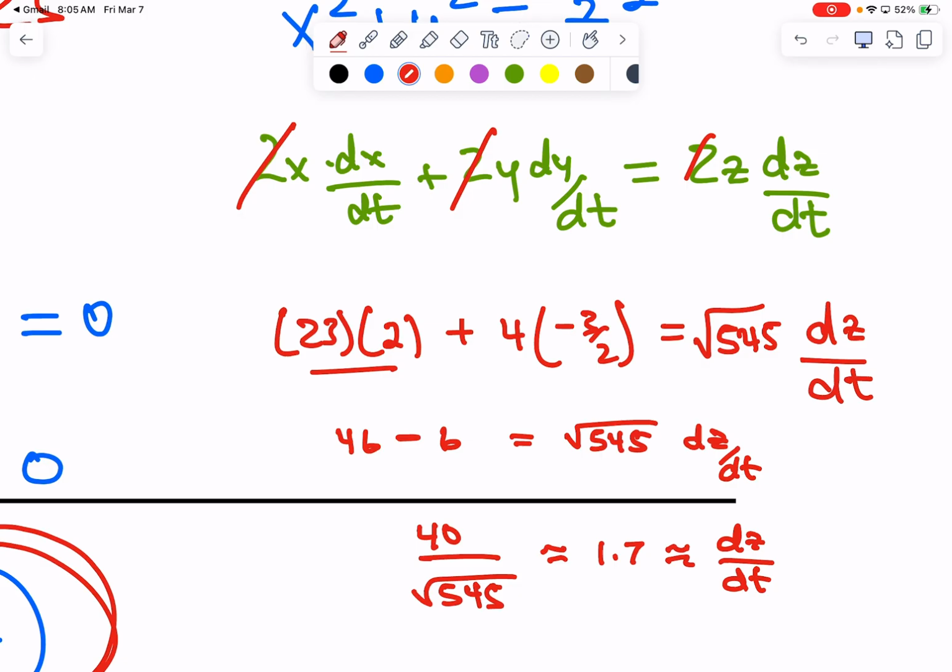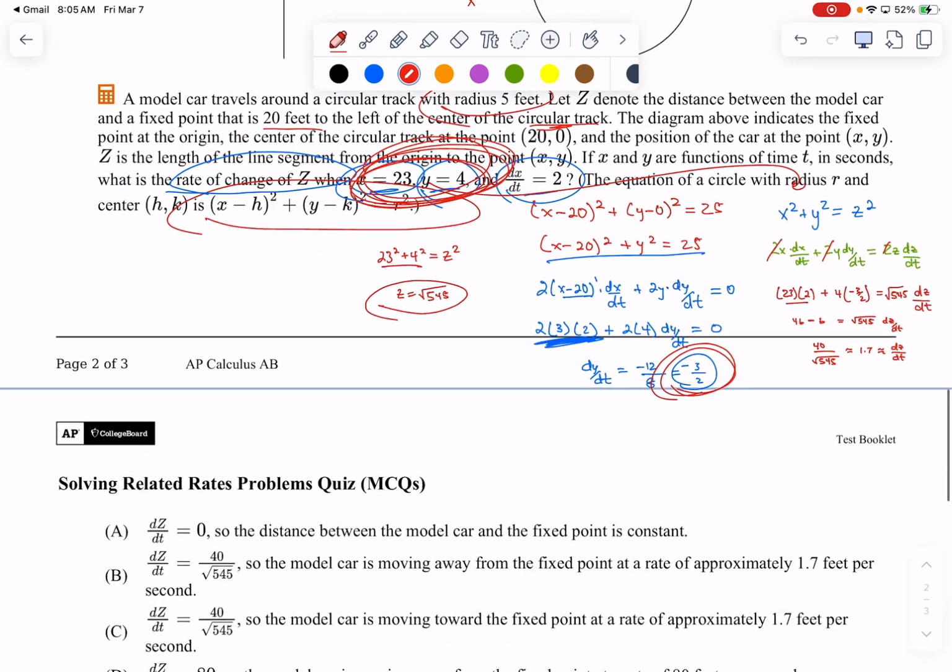So approximately 1.7. And it's positive, so it's increasing. So it's moving away because the distance is increasing. So the answer is B, and it does have the 1.7.